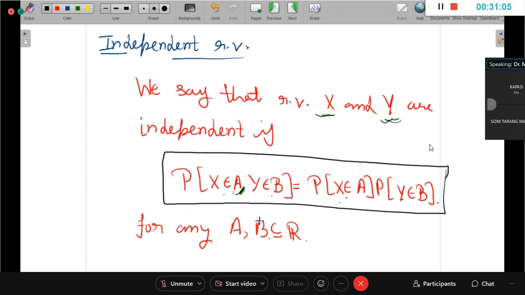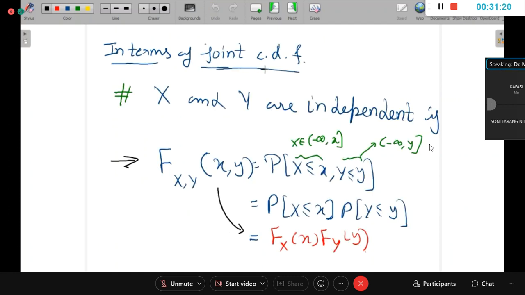Okay, right. So this is in terms of PMF or PDF; you can also extend this definition. CDF also, you can extend this definition as follows. I'm just going one by one here. So in terms of joint CDF, x and y are independent if this holds. It's easy to follow.